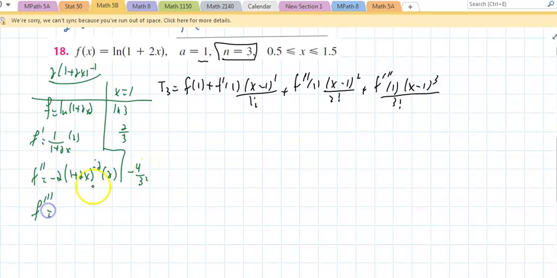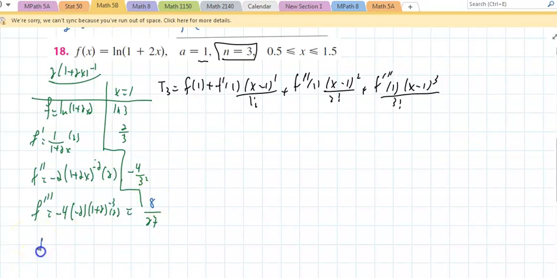The third derivative is going to be negative 4 times negative 2 times (1 plus 2x) to the negative 3 times 2. That's going to be, what is that now? 2 times 2 times... that's positive 16 over 3 cubed, which is 27, if I'm not mistaken. 2 times 2 is 4 times 2, oh, that's 8, not 16, sorry. So that's 8. And I'm going to take one more derivative just for the remainder.